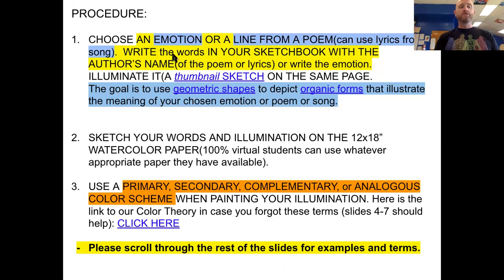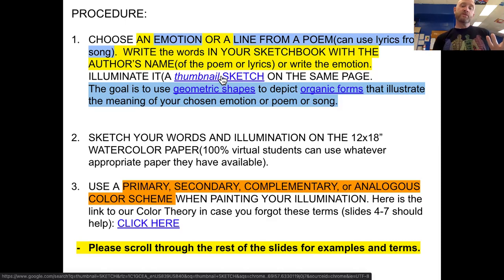So you're going to either choose an emotion and write the definition, or a line from a poem. Now I consider lyrics from a song, whether it's rap, metal, electric, whatever you listen to, doesn't matter to me. You can use a quote from that, the lyrics, but I need to know which artist it is. So whether it's Biggie, Tupac, whatever, put that name in there. Then you're going to do a thumbnail sketch. This is where you plan out what your images might look like.